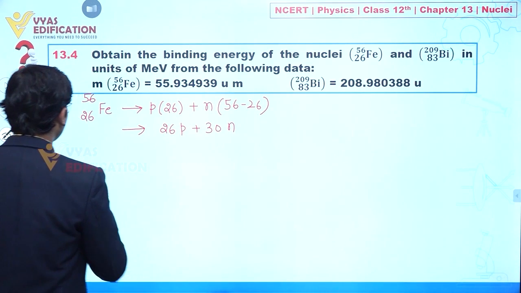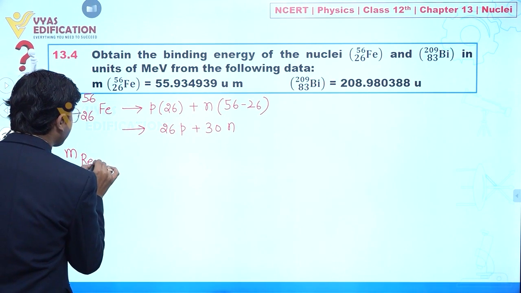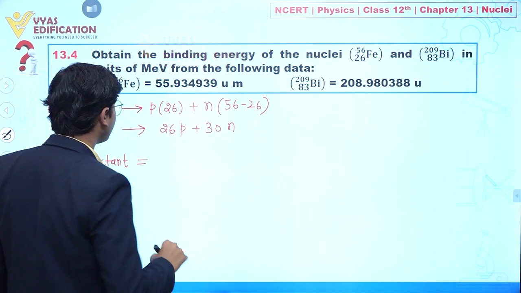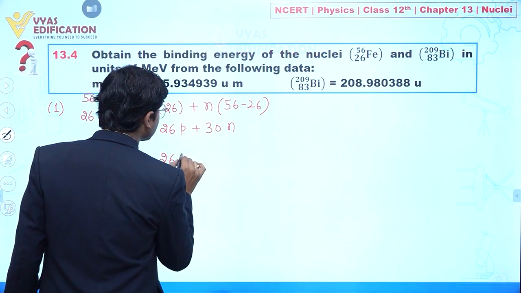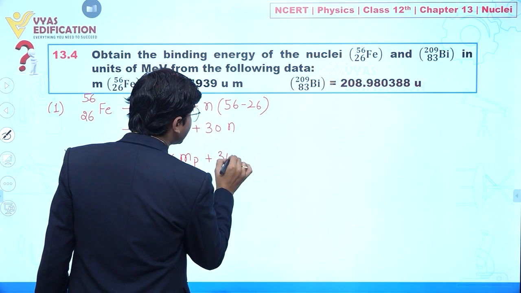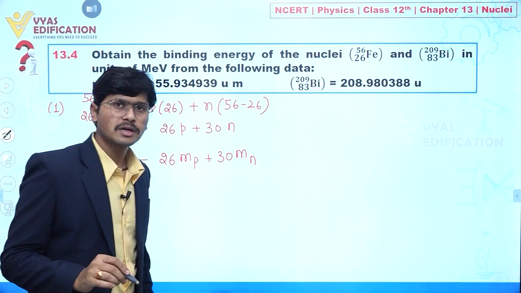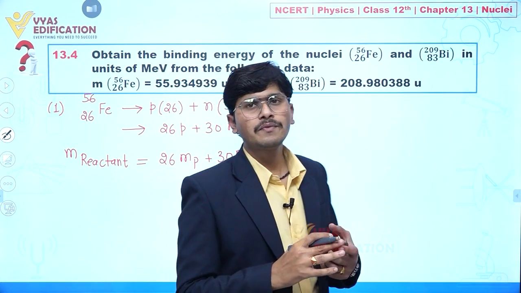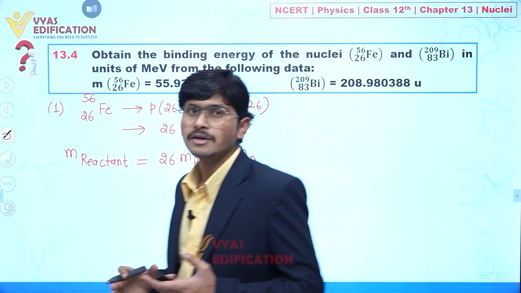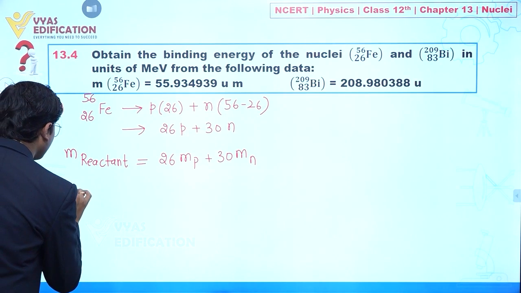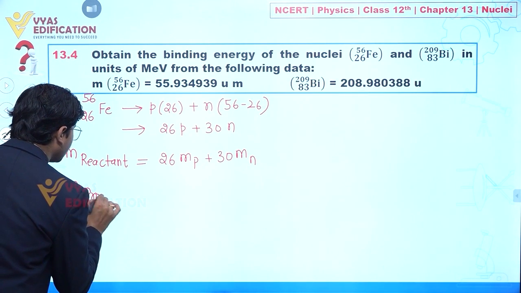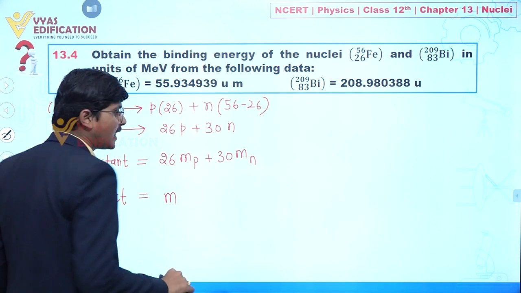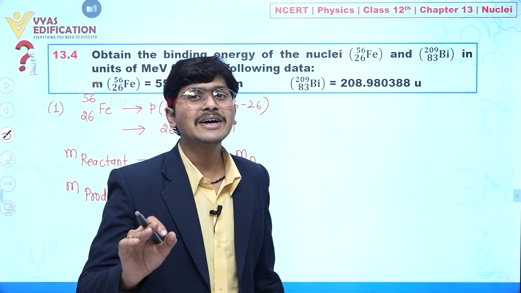So if I am talking about the mass of reactant, the mass of reactant should be equal to 26 times the mass of proton plus 30 times the mass of neutron, clear to everyone. But when they combine they will form a nucleus of iron, clear. So can we find the mass of product? Actually we need the mass of the nucleus of iron, clear.